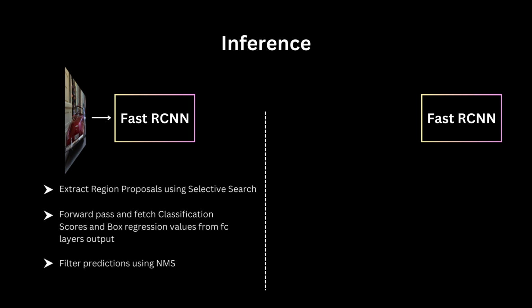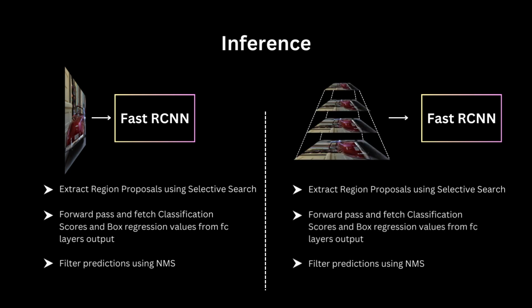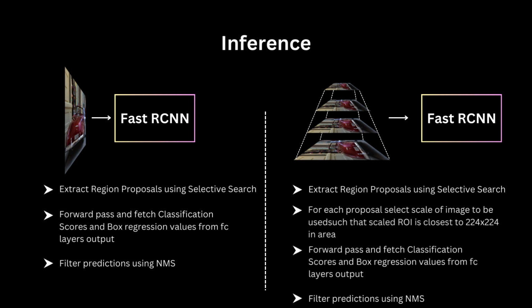For the multi-scale testing, we still have those steps that we do in single scale, but there is an additional step of mapping the proposal box to a specific scale. We do this mapping such that the scaled ROI is closest to 224 x 224 in area. This 224 x 224 is the common size generally used during ImageNet training.